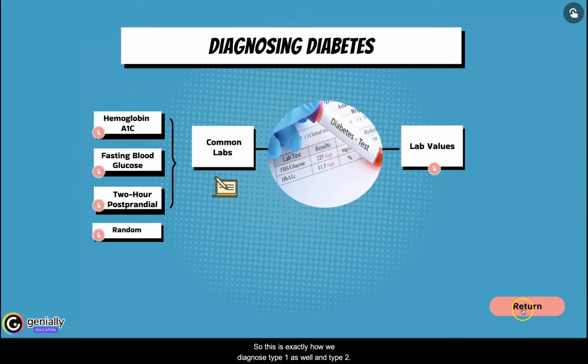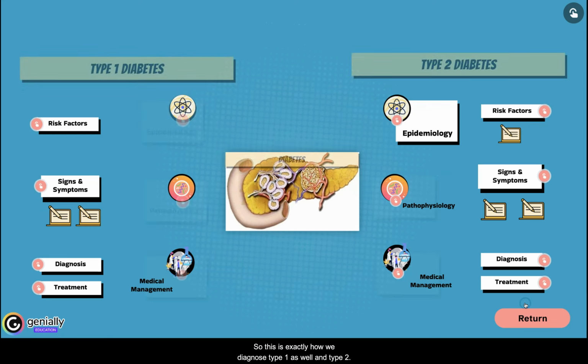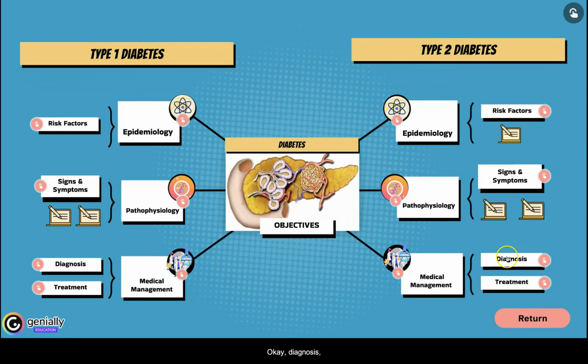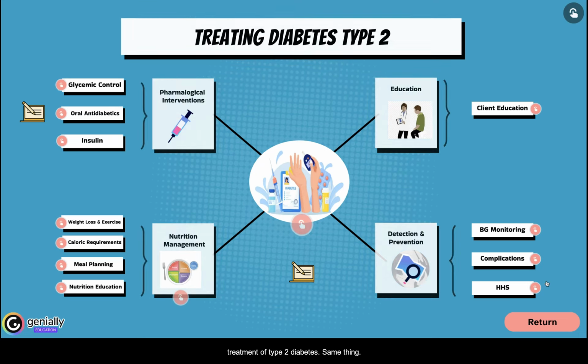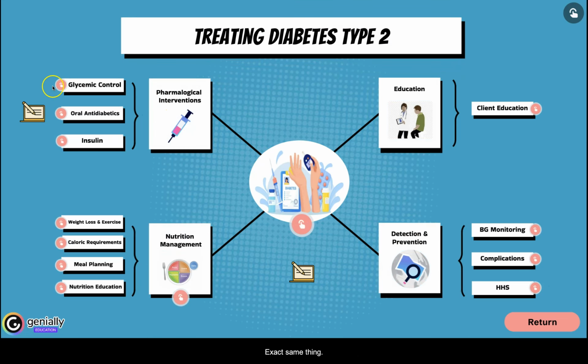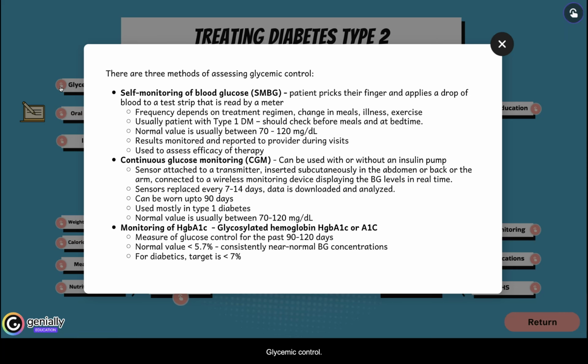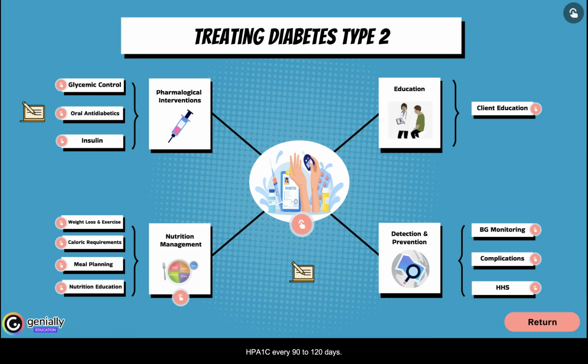So this is exactly how we diagnose type 1 as well as type 2. Okay, diagnosis and treatment of type 2 diabetes. Same thing, exact same thing, glycemic control. We need to teach them how to self-monitor their blood glucose, or they can use continuous glucose monitoring, or do their HbA1c every 90 to 120 days.